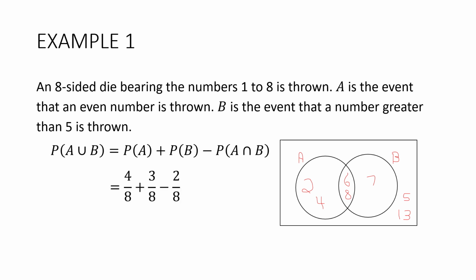In other words, 4 eighths plus 3 eighths take away 2 eighths, which is 5 eighths. Now, you're probably thinking, isn't that a bit of overkill? Why do we even need the formula? It's obvious from the diagram that there are 5 elements here out of 8, and that is true. But you need to know how to use this formula in case you're given a question without any context.